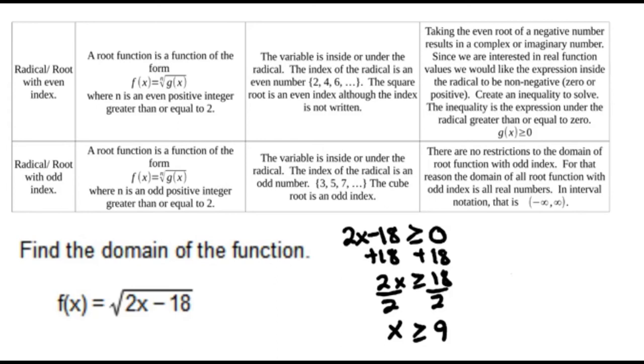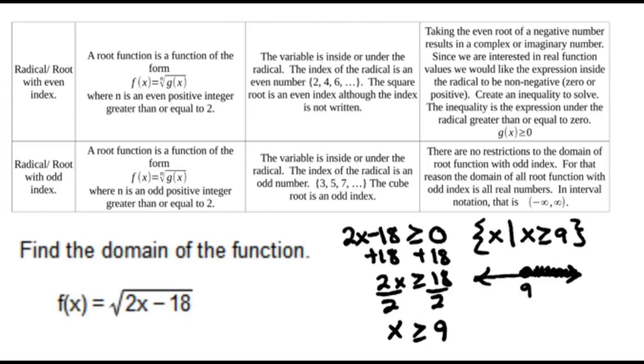So you can write that domain in set builder notation. We say x such that x is greater than or equal to 9. Or you can write it in interval notation. In interval notation, you would mark 9 on the number line. 9 is included in the domain, so we're going to put a closed circle on 9. And then we also want our x values to be greater than 9. And so I would shade to the right of 9, indicating greater than 9.